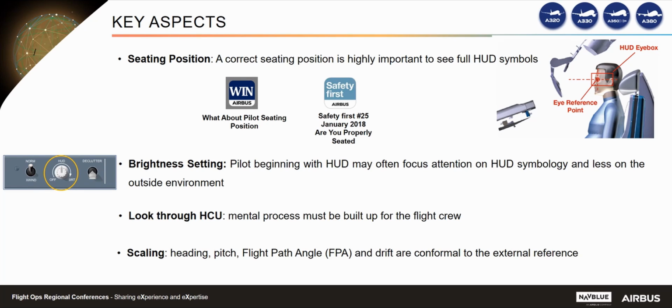The last key point is the scaling. The HUD is a conformal view of the outside world. That is to say that a variation of 1 degree in the outside world corresponds to 1 degree through the HUD field of view. Whereas on conventional instruments, such as on the PFD for instance, the variation is represented on a condensed scale. For flight crew used to flying on PFD only, any change in aircraft attitude may appear expanded on the HUD.